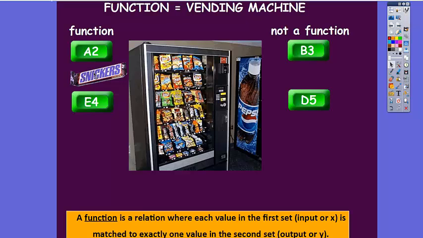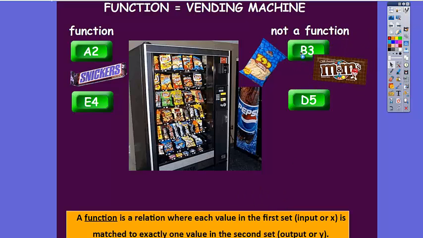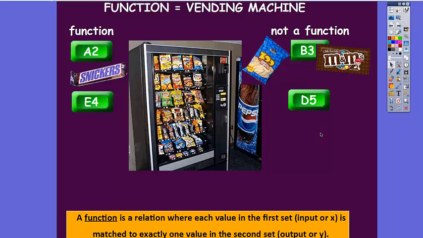This is what a function is not. A function is not that when I push B3, I get out animal crackers as well as M&Ms. A function cannot have you put in one thing, for example B3, and get out two different things, animal crackers and M&Ms. I can't get out two values for y when I've only put in one value for x. So again, a function is like a vending machine. Pause the video and think to yourself, how is a function like a vending machine?